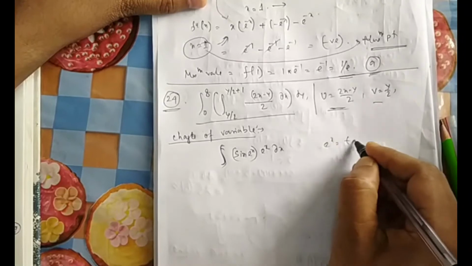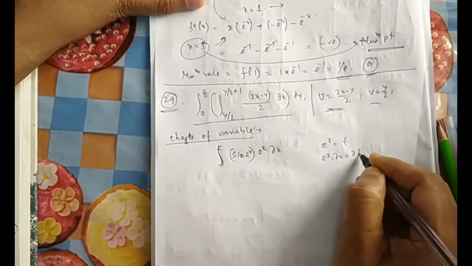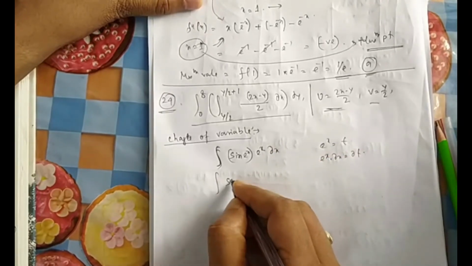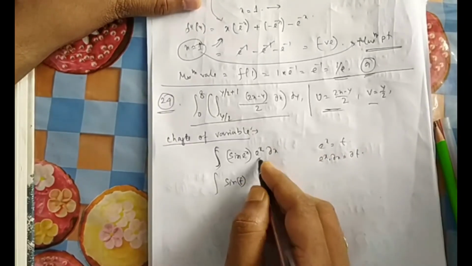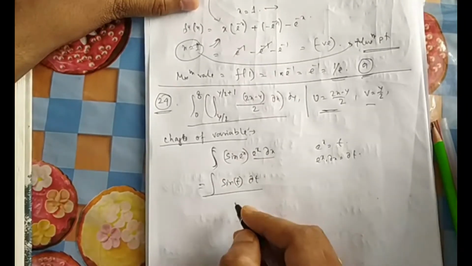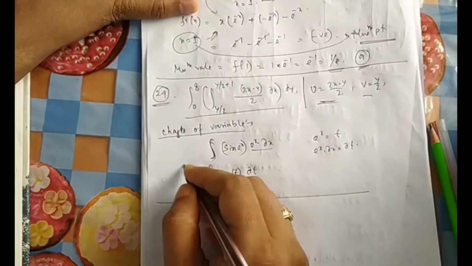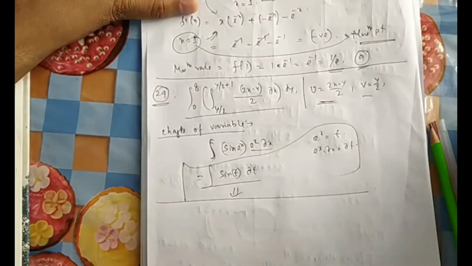You have taken e to the power x equal to t, then differentiated: e to the power x dx equal to dt. Then you substitute sin t, and e to the power x dx becomes dt. Then you have integrated this. This is fine, good. But let me tell you what actually you have done there. This was the way you learned it.